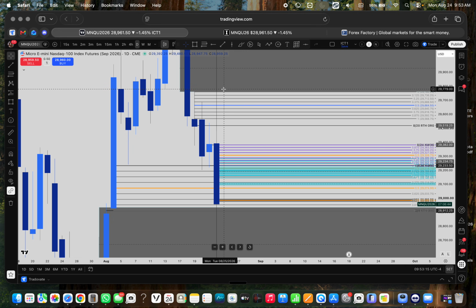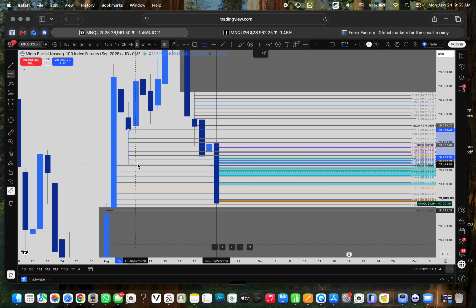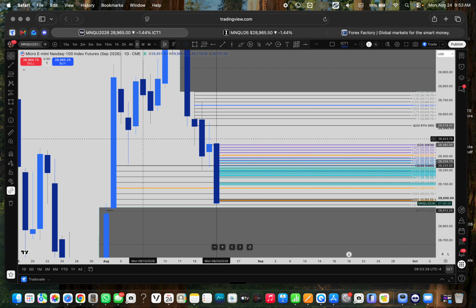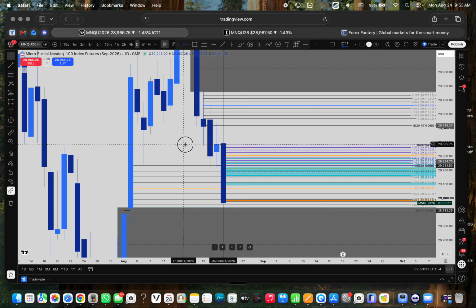If I took the same Fibonacci, which I can right here, for this really long wick from the top of it to the bottom of said wick, and see the 50% mark, I'd see that this candle closed underneath it. This gives me reason to believe price wants to be bearish as well.